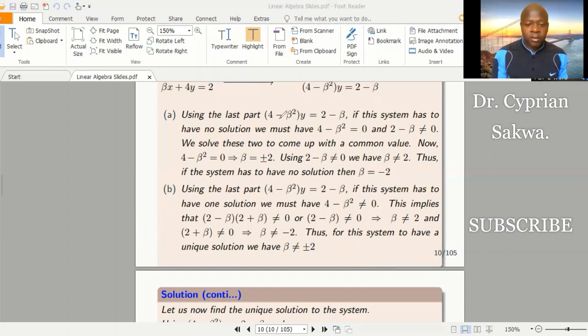So for the system to have one solution, let's just look at the left side. The left side should not be equal to zero. And that gives us this. That gives us that. That's enough.